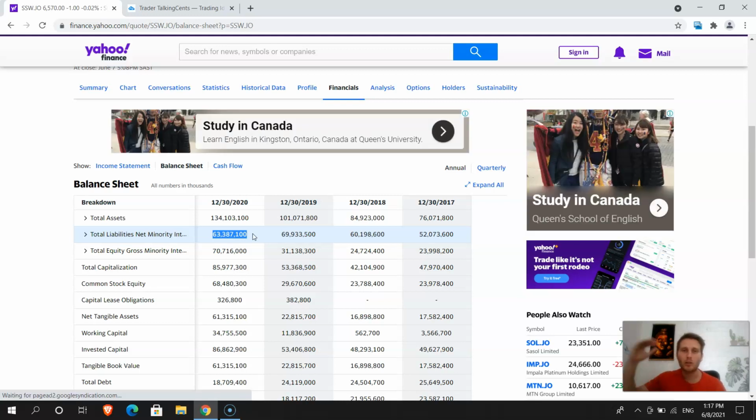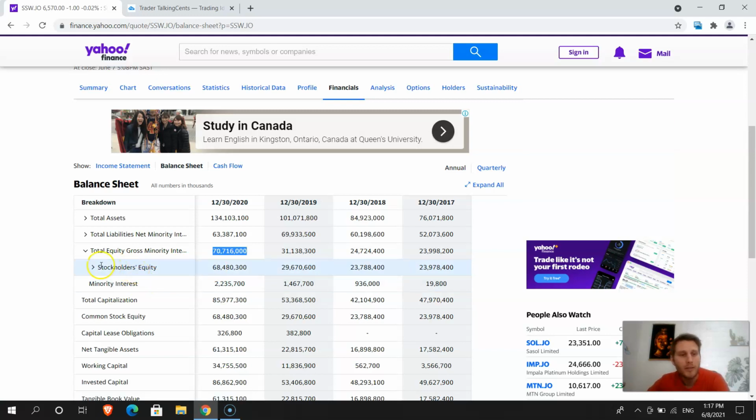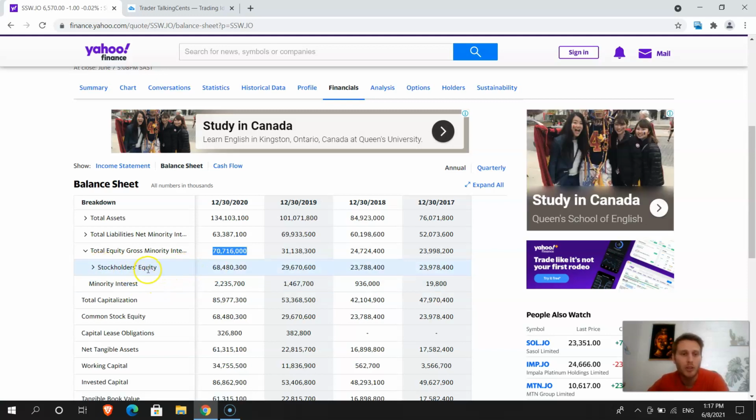So we take total assets, minus total liabilities, and we're left with total equity. Alright, so the total equity that's left is 70 billion rand, 716 million. So that's the net worth of the company. Alright, but that doesn't all go to all the shareholders. You'll see there's a breakdown here. It shows you stockholders' equity. So that's the shareholders of Sibanye. They have 68 billion available to them in equity.